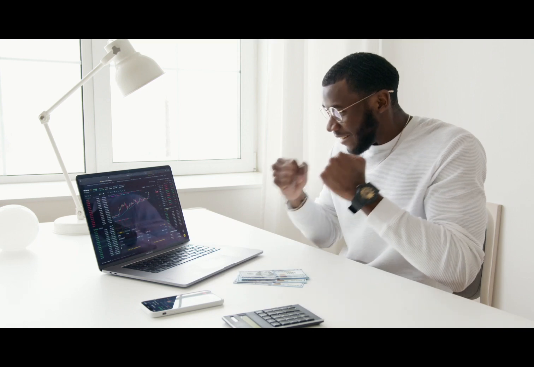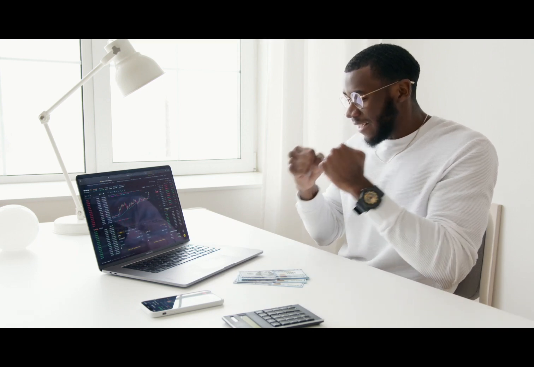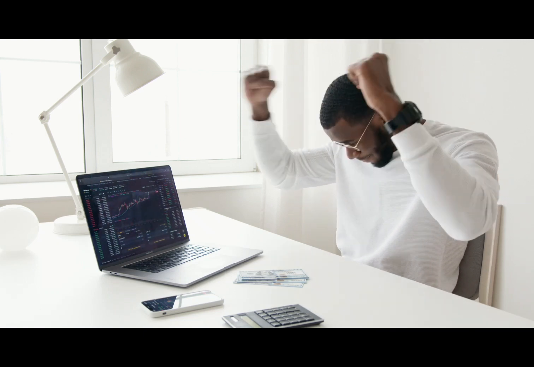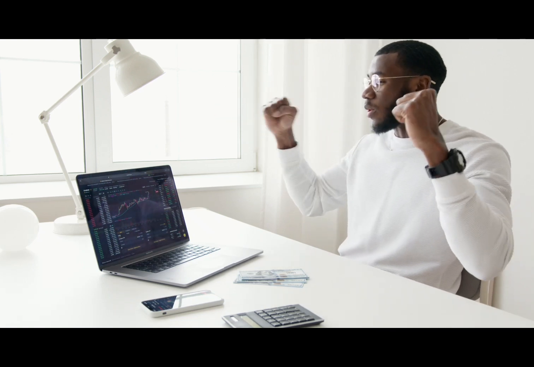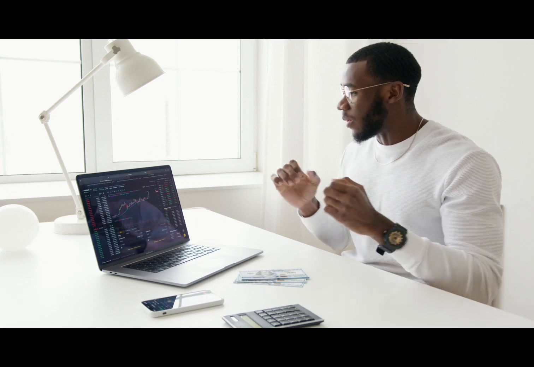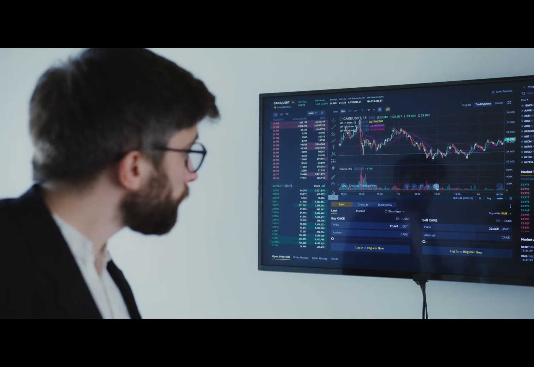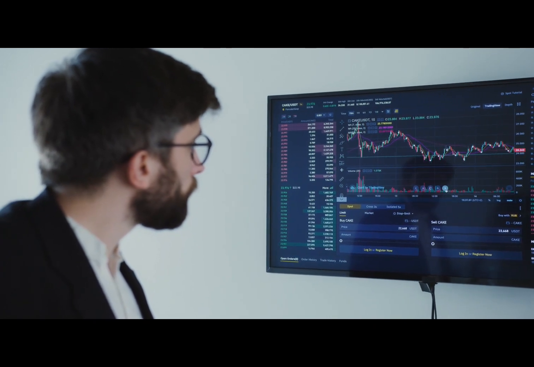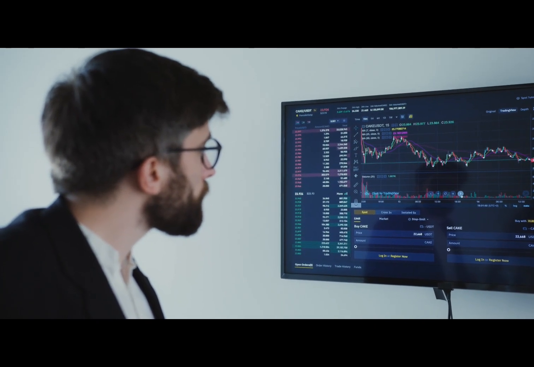Q. Are there any restrictions on leverage? A. OANDA adheres to regulatory guidelines regarding leverage limits, which may vary based on your region and account type. Q. Can I access historical trade data on OANDA WEB? A. Yes, OANDA WEB provides access to historical trade data for analysis and reporting purposes.